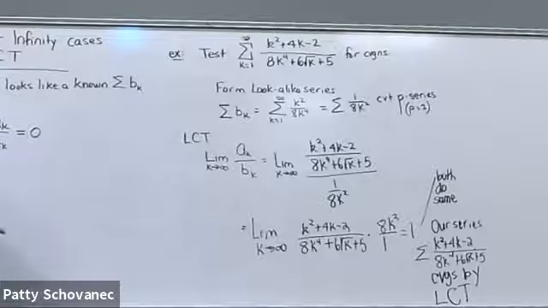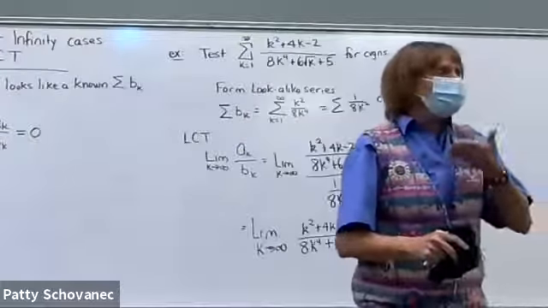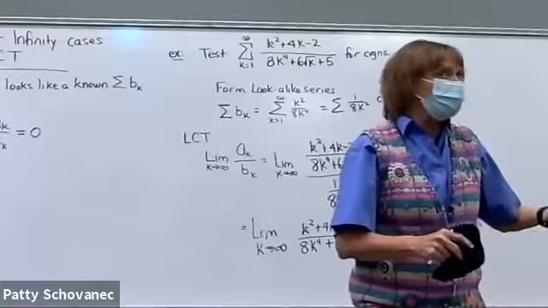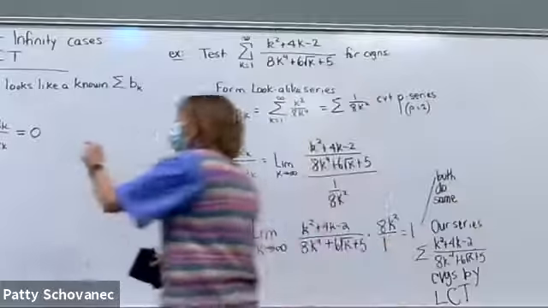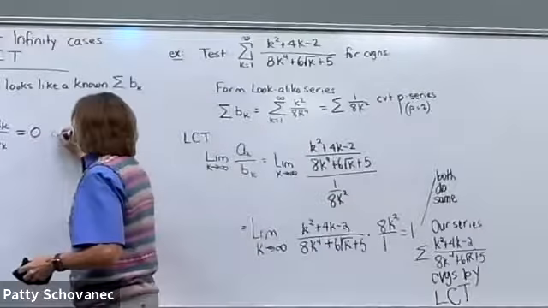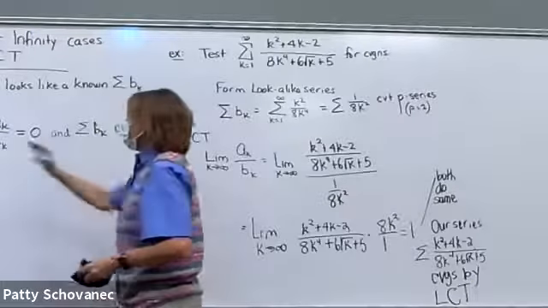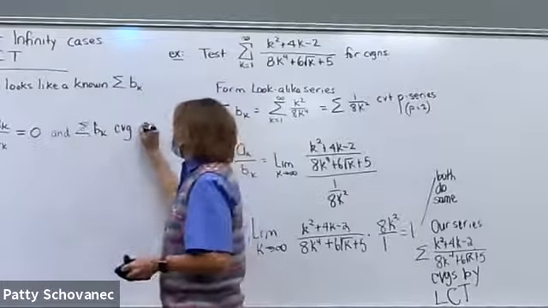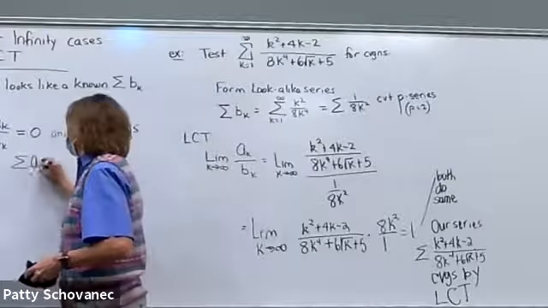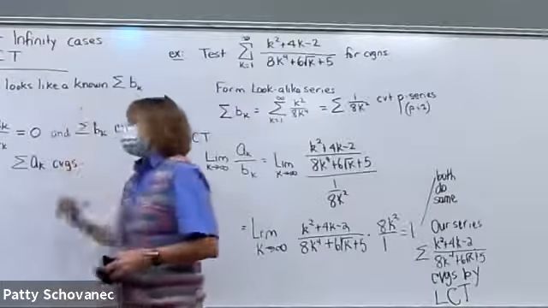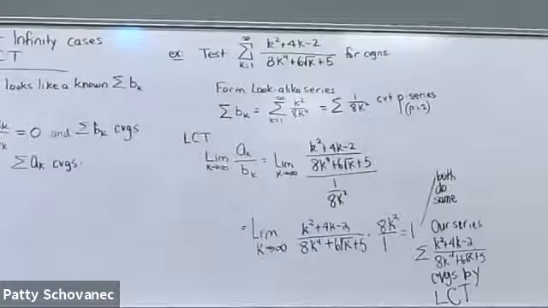If that limit is 0 and the b_k's are known to converge, that means I've got a_k's smaller than a convergent b_k, and then the a_k's will converge. So you need two things to happen. You need this limit to be 0 and our lookalike series to converge. If the limit is 0 and our lookalike series converges, then our series converges. Because that's just a restatement of the statement in the direct comparison test that smaller than convergent is convergent.